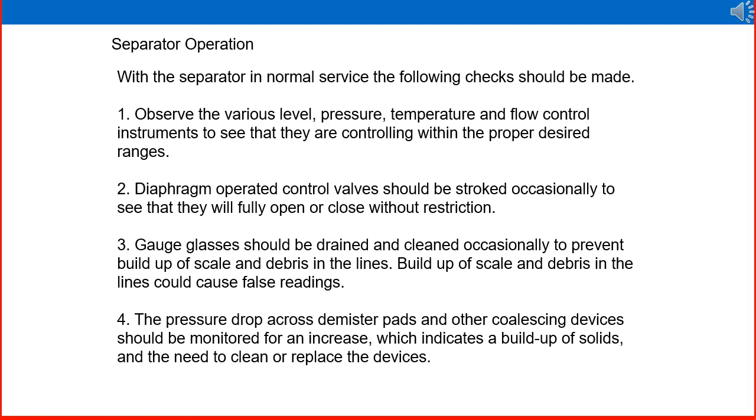Three, gauge glasses should be drained and cleaned occasionally to prevent buildup of scale and debris in the lines. Buildup of scale and debris in the line could cause false readings. Four, the pressure drop across a demister pad and other coalescing devices should be monitored for an increase, which indicates a buildup of solids and the need to clean or replace the devices.